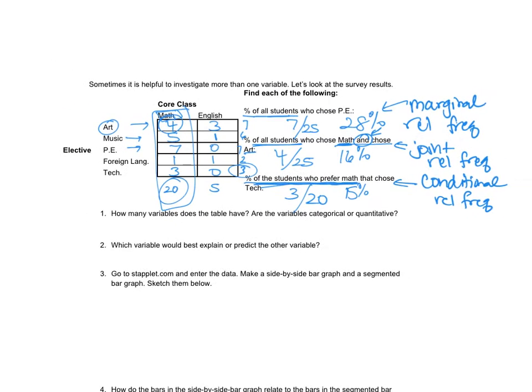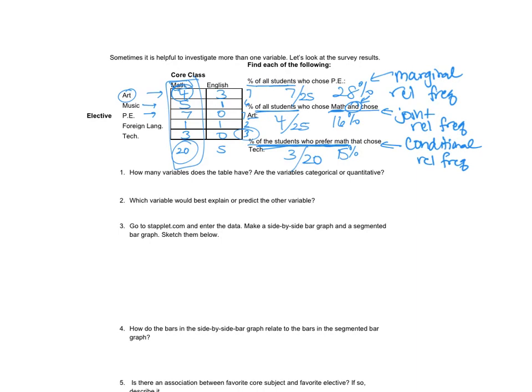Okay. All right, so let's look at the table. Here we go. How many variables does the table have? So this time we have 2 variables. Okay? We've got core class and we've got elective. Those are our 2 variables. Are the variables categorical or quantitative? These variables, core class and elective, they're not measuring something, they are categorical.